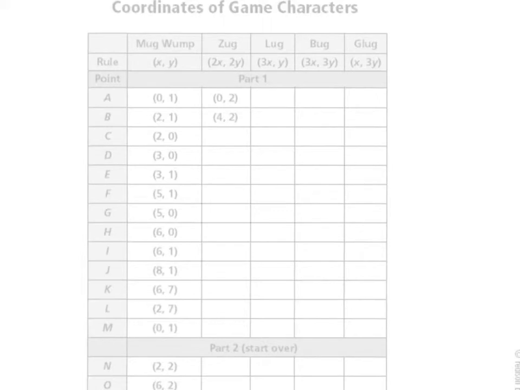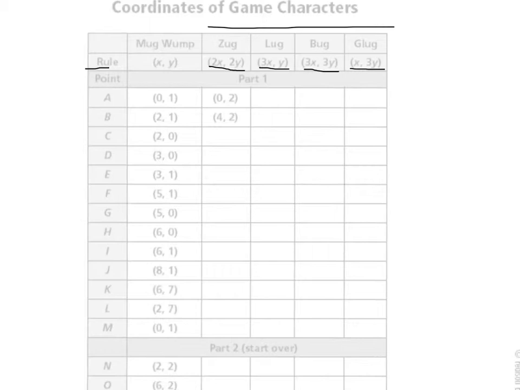Okay, let's go back up to Part B. Part B tells us in the table to look at the columns for Zug, Lug, Bug, and Glug, which are these people right here. So for each character, we're going to use the given rule, and the given rule is located under rule: 2x, 2y for Zug, 3x, y for Lug, 3x, 3y for Bug, and x, 3y for Glug. So those are going to be the rules for each one of those characters.